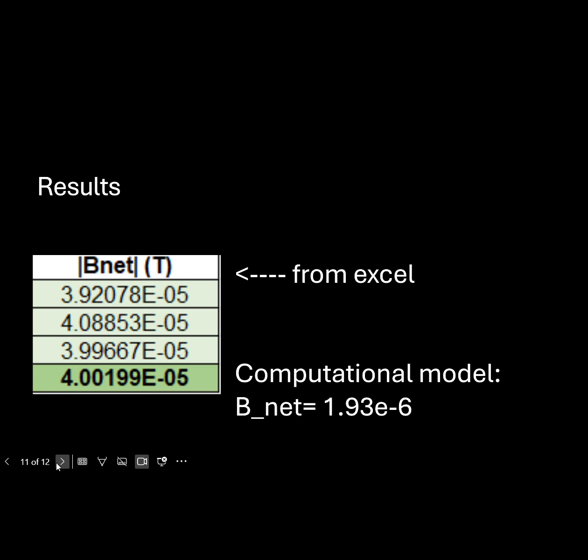we found that the computational model and the experimental model are quite different in the B net. This could be for a lot of reasons. We could have had errors with our measurements and a couple other things. And despite some minor discrepancies, they sort of align. There could be a lot of different experimental factors that mess this up.